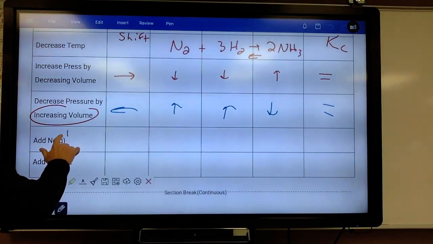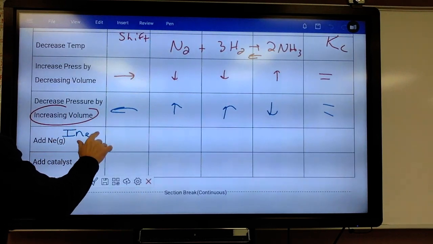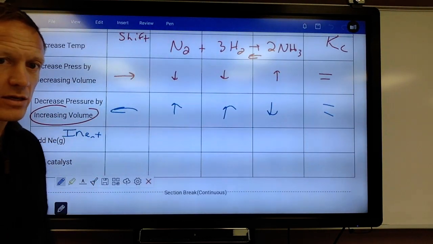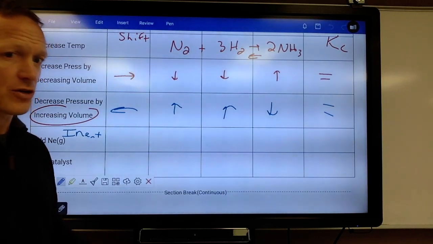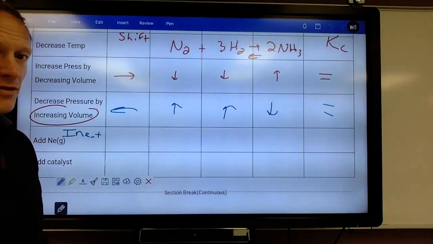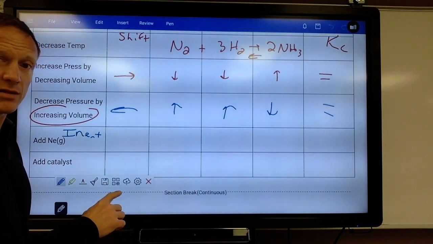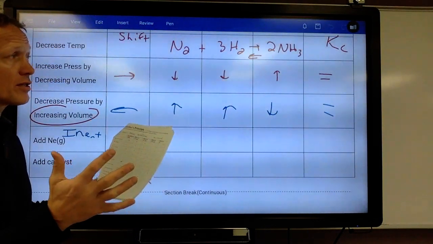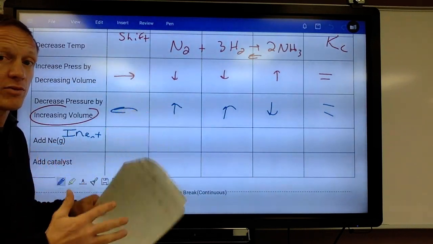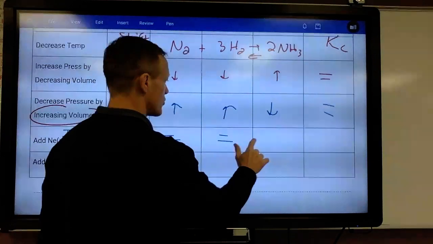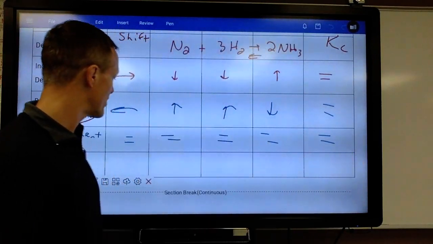If we add an inert gas, meaning a non-reactive gas, like a noble gas, so no reaction occurs. We just add another gas in there that's non-reactive. That does nothing. The overall pressure might increase in the system, but there's no change. So everything stays equal if we add a non-reactive gas.